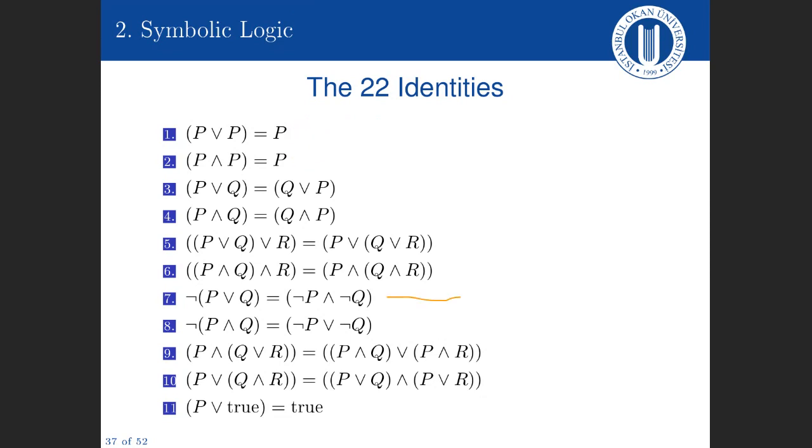Let's go down to look at number 7 next. Not (P or Q) is the same as not P and not Q. We can take a not symbol inside the bracket here, but you would have to change or to an and. And rule number 8 is the same. If we take a not symbol inside the bracket, then and changes into an or.